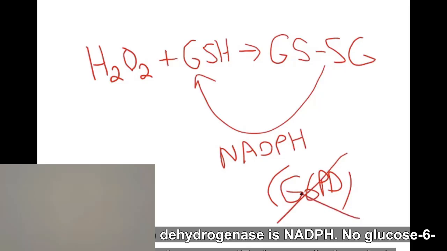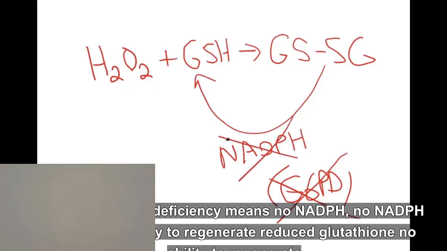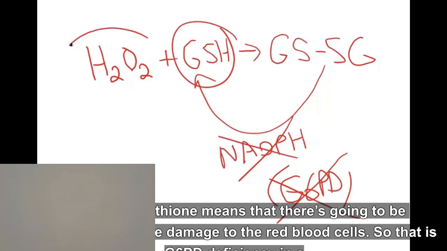No glucose-6-phosphate dehydrogenase, i.e. glucose-6-phosphate dehydrogenase deficiency, means no NADPH. No NADPH means no ability to regenerate reduced glutathione. No ability to regenerate reduced glutathione means that there's going to be increased oxidative damage to the red blood cells. So that is G6PD deficiency in a nutshell. Now let's walk through the slides.